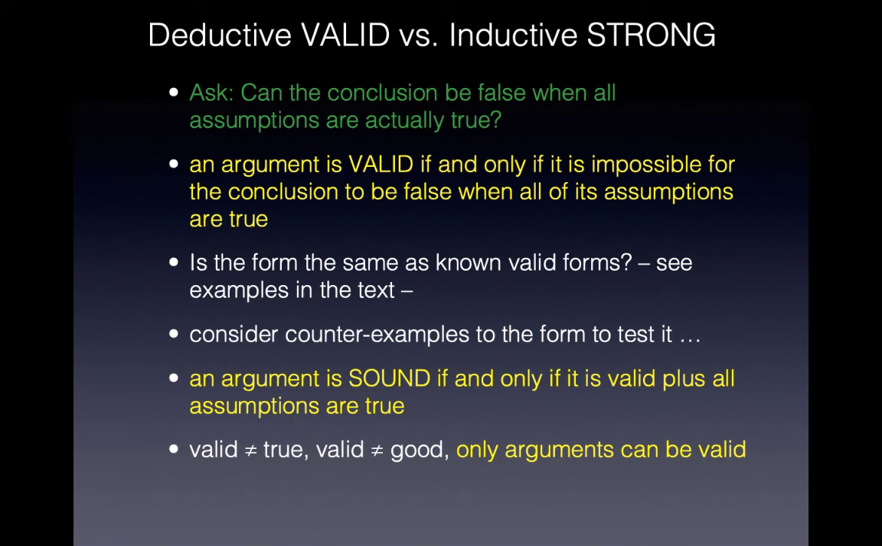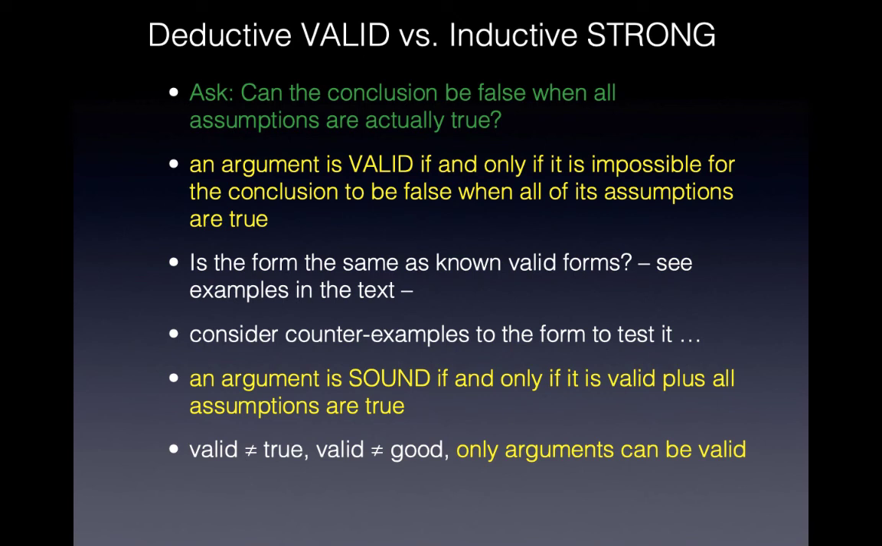We always have to ask whether the conclusion of an argument could be false, even if all the assumptions are actually true. And what I'm describing here is the logic test, the logic condition test. And we're going to talk about it for deductive arguments and inductive arguments. Now, recall that an argument is valid if and only if it's impossible for the conclusion to be false when all of its assumptions are true. For instance, if the conclusion follows from the premises because it's basically contained in the assumptions of the argument.